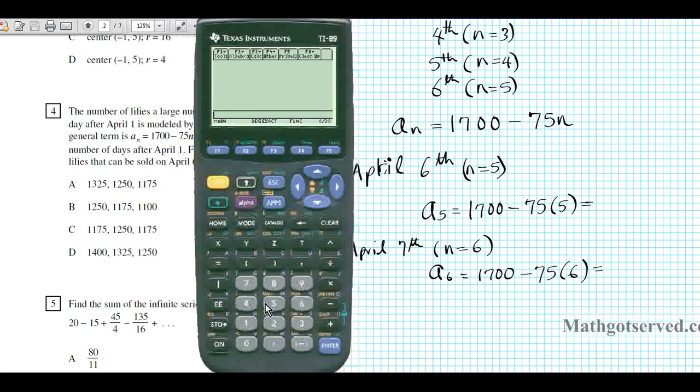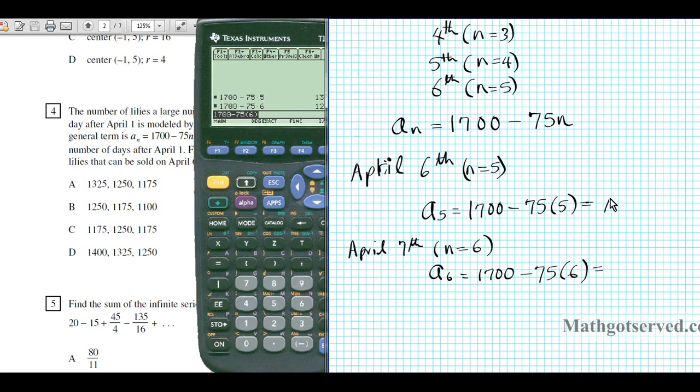So for the 6th day, April 6th, 1700 minus 75 times 5, and the answer is 1325. So it looks like option A is the answer there. Let's do April 7th just to make sure. So 1700 minus 75 times 6, and we have 1250. Okay, so 1325 and 1250, let's write that down. We can clearly see that option A is our answer, because that's the one that matches.